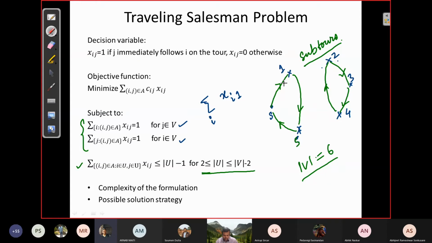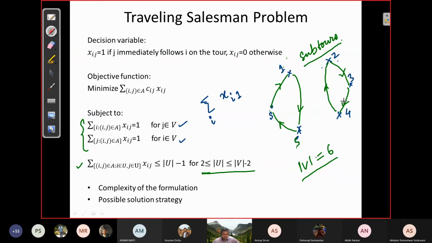Sir, can you explain once again? Yeah. So say with the presence of these first two constraints, suppose these subtours have formed. Now you take this subtour. It has size 3, right? S 1, 5. So these 3 nodes are there. And how many edges are there? Again, 3. Similarly, the other subtour also has 3 nodes and 3 edges. So all the subtours will have an equal number of edges as the number of nodes, right?